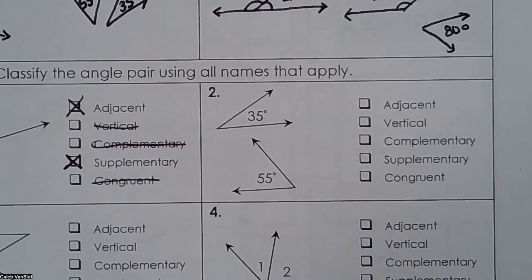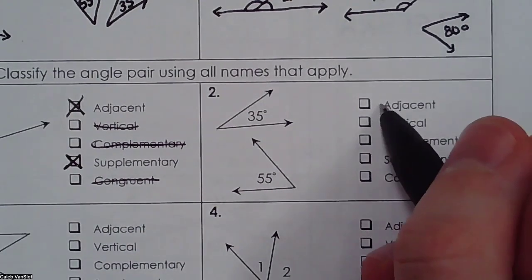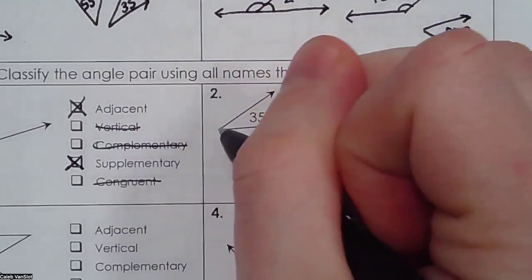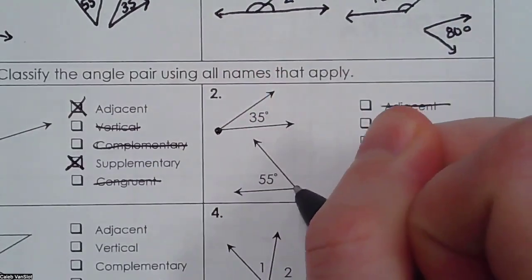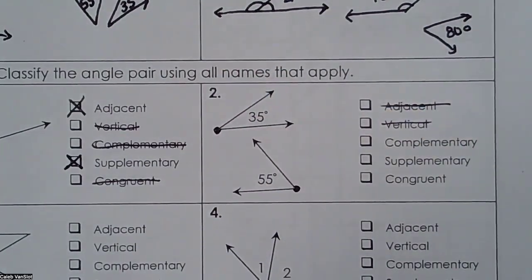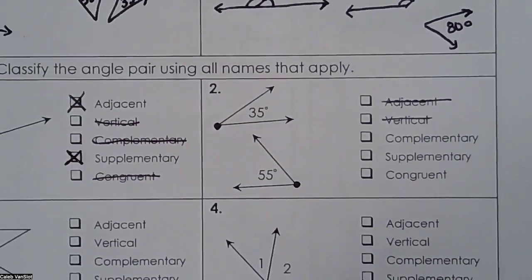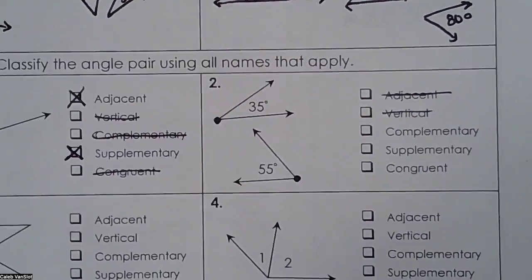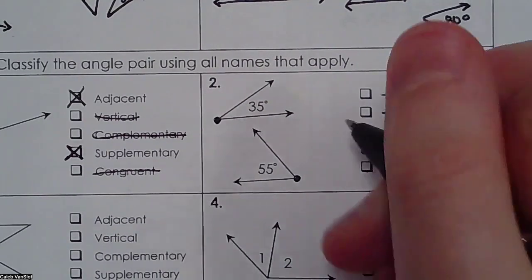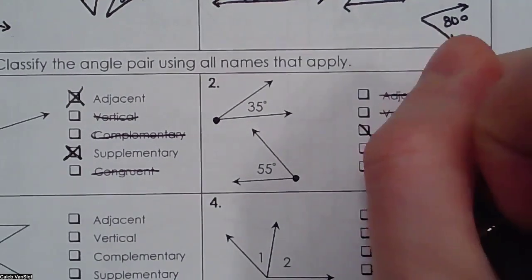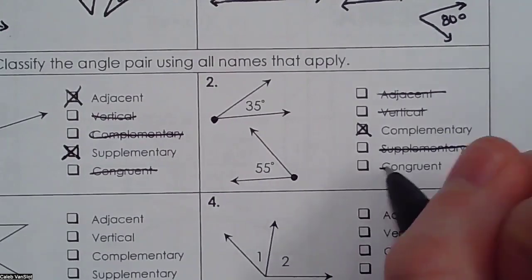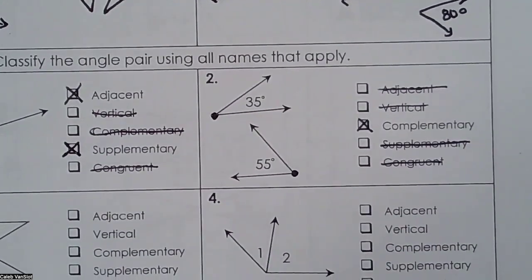Are these adjacent? Are they vertical? No. You guys, if the angles aren't sharing a vertex, right? Do you guys see how these both have different vertices? If they don't share a vertex, they can't be adjacent or vertical. Those have to be touching, right, to share a side or to be across from each other. Okay, what do they add up to? 90. So that means they are, yep, complementary and not supplementary. Are they the same? No. So just complementary for that one.